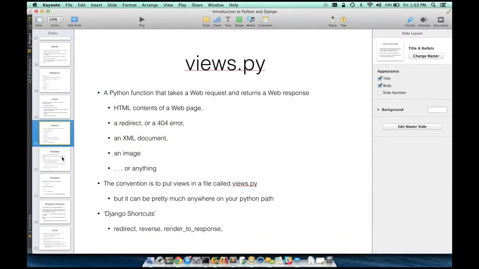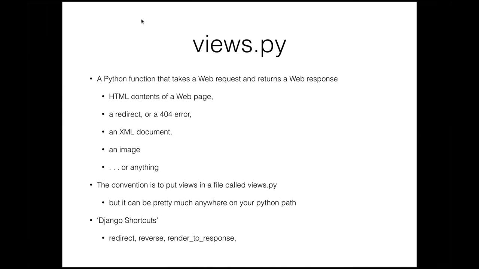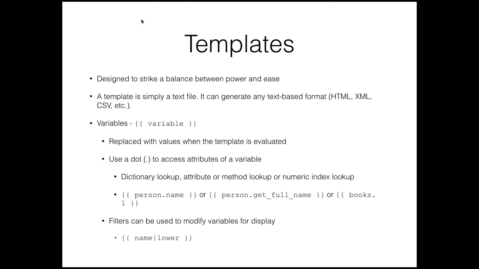I'll just cover the rest of my slides before I go back to the example and show everything else, so we can get through it. Django templates are basically designed so that you can create an HTML file and then replace bits of it with dynamic content.